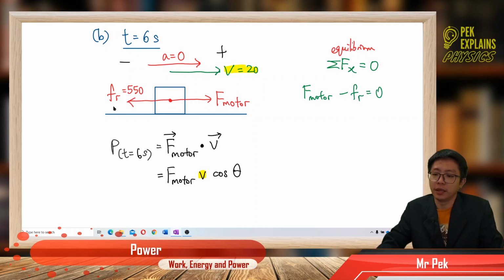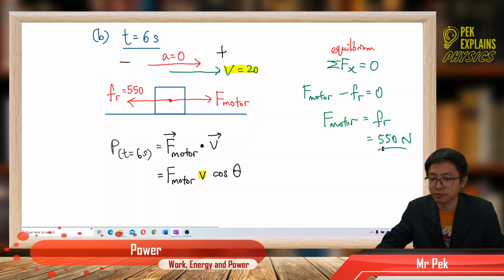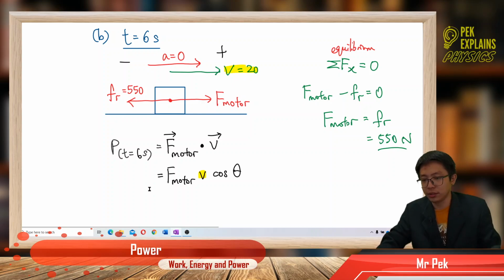So the force of the motor is positive, and friction is negative, and the sum is 0. Force to the right, the motor, equals force to the left, friction. So the force of the motor is also 550 Newton, because it is the same as the friction. No acceleration, no resultant force. Just substitute inside, and we are good to go.